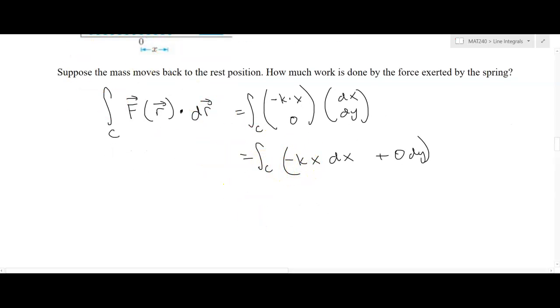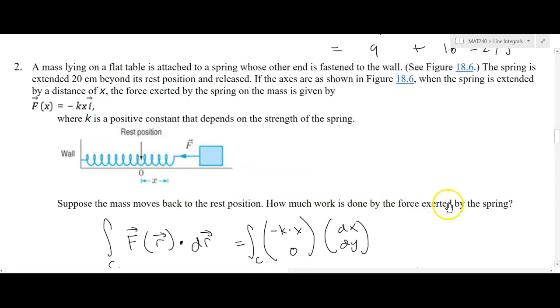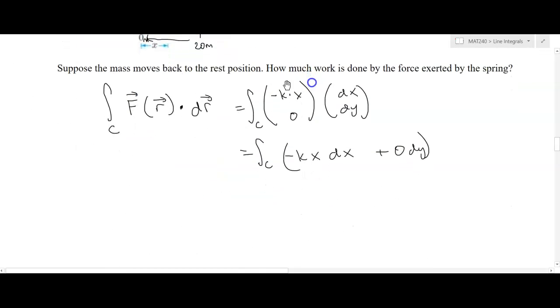We want to know how much work is done by the force exerted by the spring as the mass moves back to the rest position. So it has to go from a position of 20 units back to a position of 0 units. Our lower bound on this integral is 20, and our upper bound is 0, because it's starting at 20 and moving back to 0. So this is going to be the integral from x equals 20 to x equals 0 of negative kx dx.